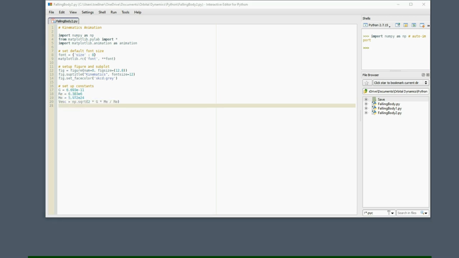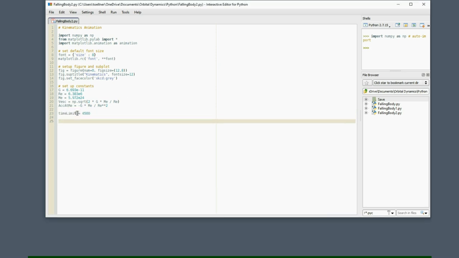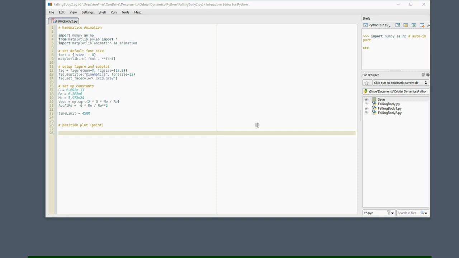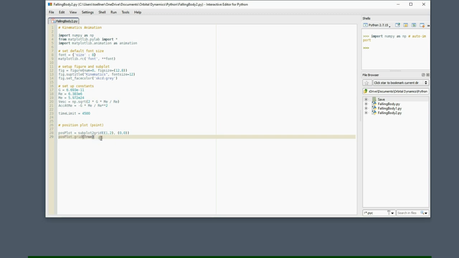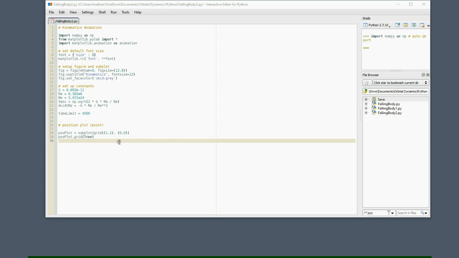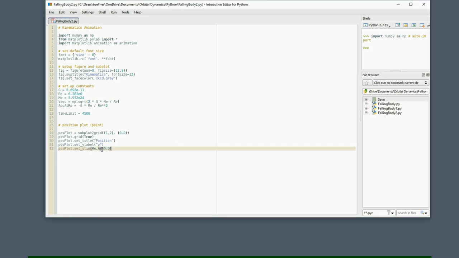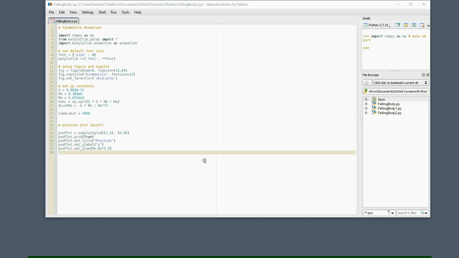And this is the escape velocity at the surface of the Earth. And this is the acceleration at the surface of the Earth. And I'm going to let this run for 4,500 seconds. And then here's the position plot. And this is where I plot the point. And the y limit is going to be the radius of the Earth up to 5.5 times the radius of the Earth.